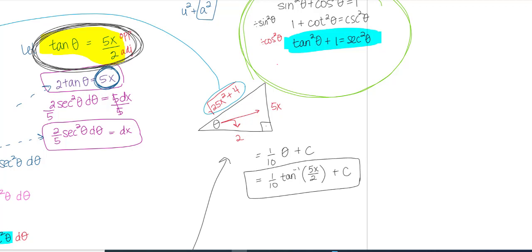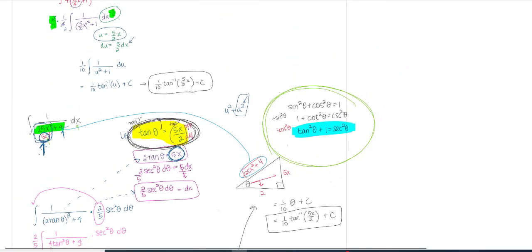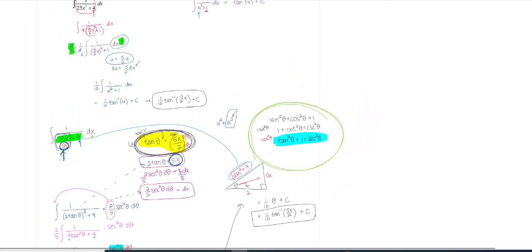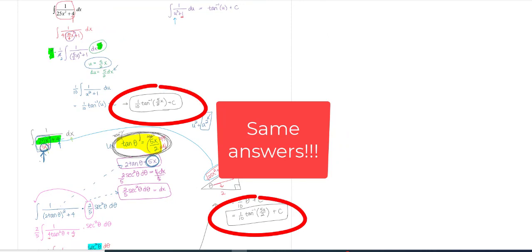Again, inverse trig solves for the angle. So even if you memorize the formula for inverse tangent, great, but you can use your trig substitution to get you there as well.